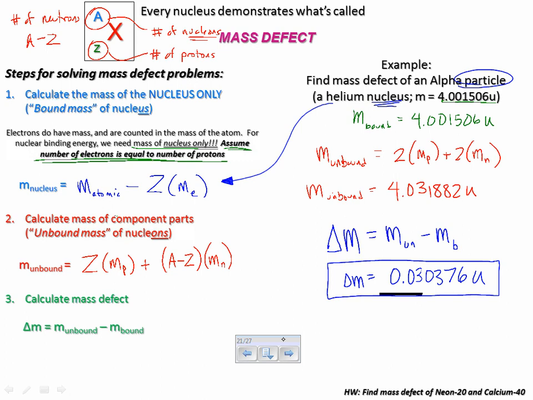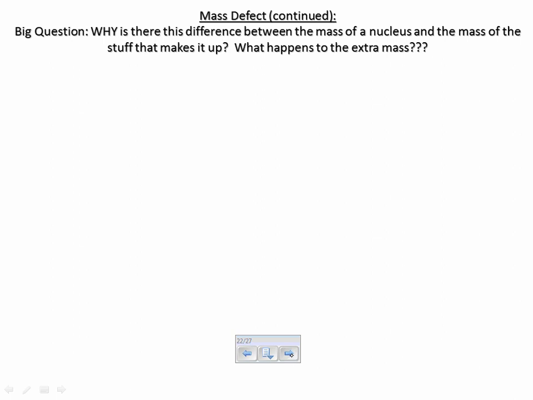All right? In this thing that I want you to do at some point, find the mass defect of neon 20 and calcium 20. Those are atoms. Okay? So make sure, don't forget step one. Do this first. Make sure we're doing that. Remove the mass, subtract the mass of the electrons.